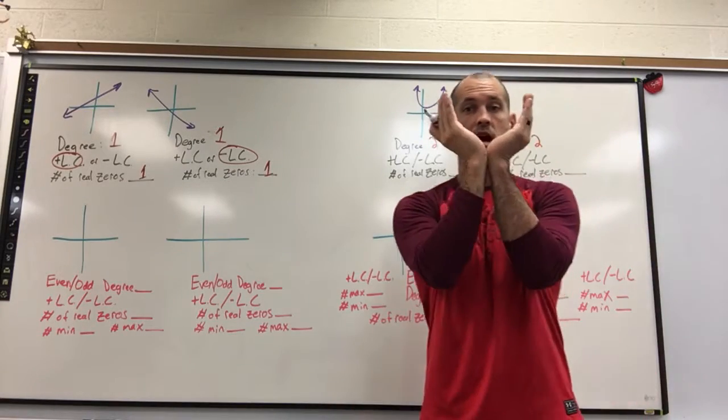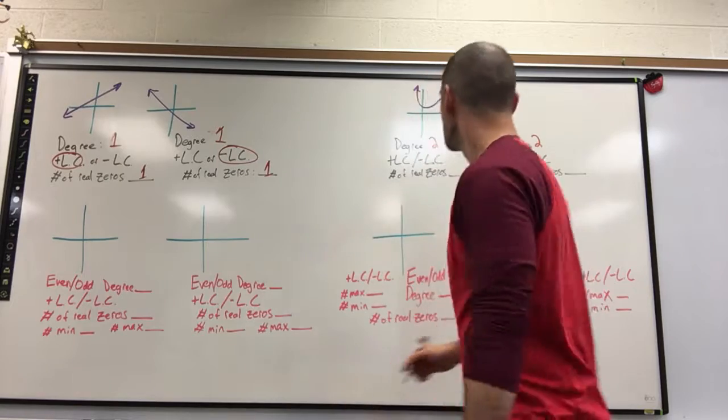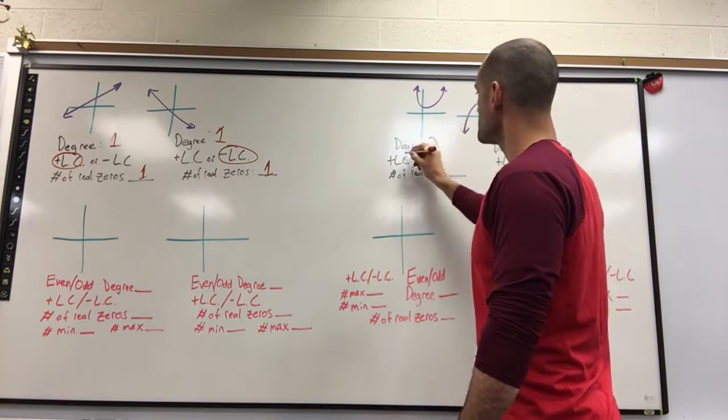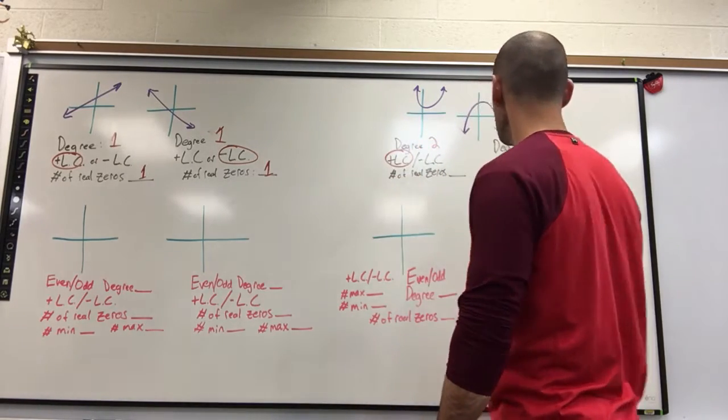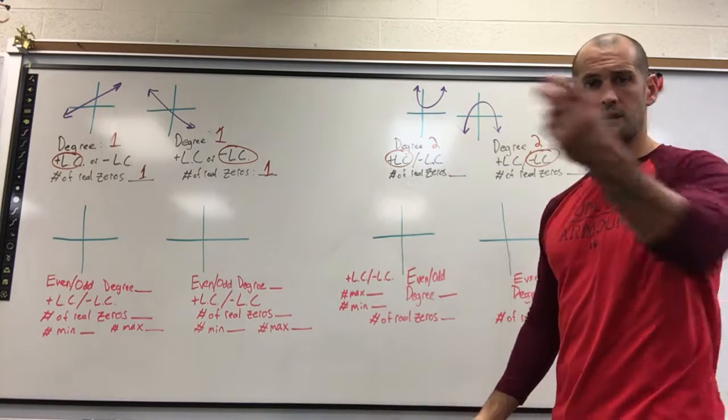We learned that if it opens up, the a value is positive. If it opens down, the a value is negative. So I can clearly see this opens up, it must have a positive lead coefficient. This opens down, it must be a negative lead coefficient. These are some nice things you look at and you know right away.